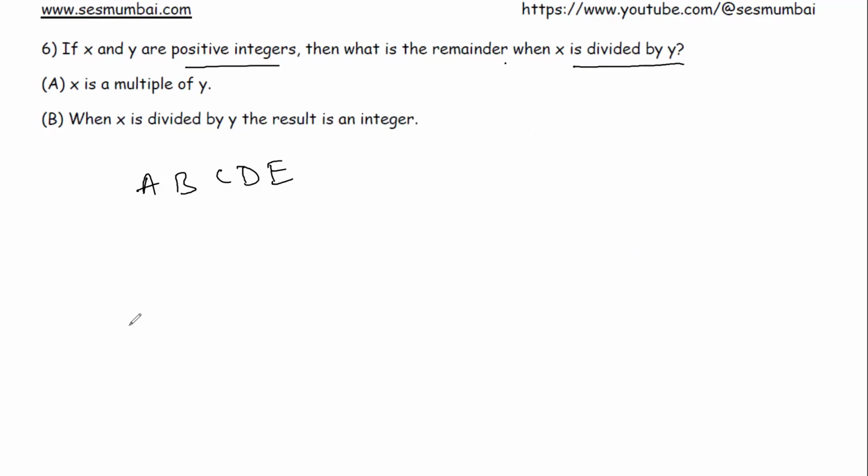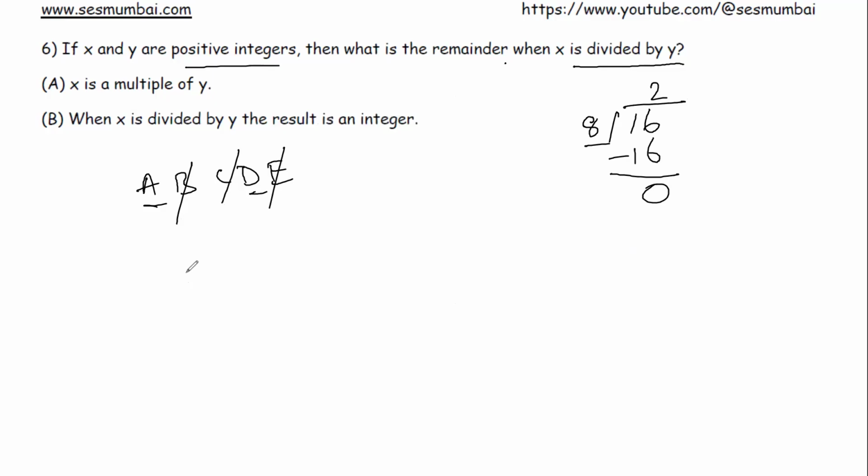So when x is a multiple of y, then the remainder when x is divided by y is always going to be 0. Like for example, 16 is a multiple of 8. So 8 into 16, the remainder is 0. Correct? So A answers, right? A answers, then B, C, and E is gone. It's either A or D.